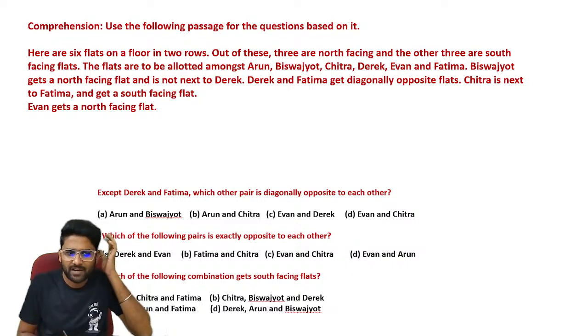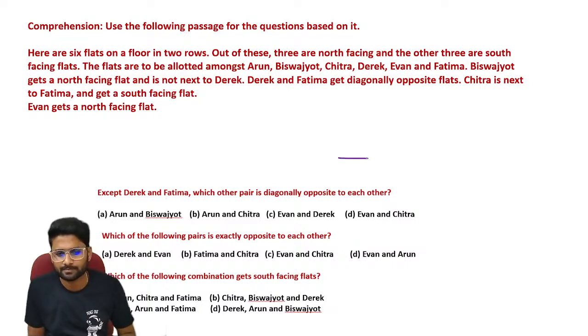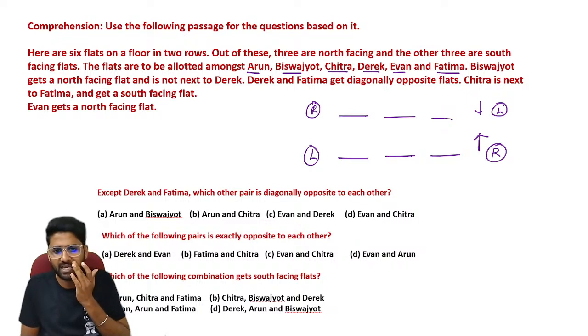Now see here, there are 6 flats on a floor in 2 rows. Out of these, 3 are facing north and 3 are facing south. While solving seating arrangements, first you have to fix the right and left conditions. Here 3 persons are facing north and 3 persons are facing south. They gave the names Arun, Deshbhai, Chitra, Dheerat, Evan and Fatima. Let us consider their starting letters A, B, C, D, E, F.